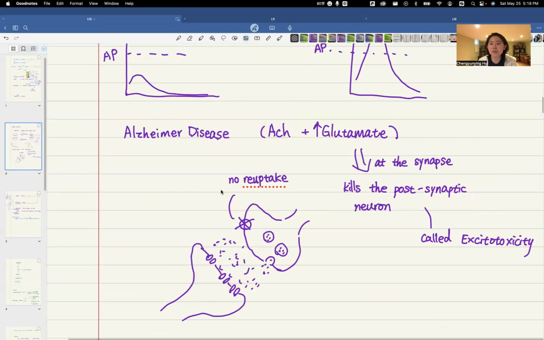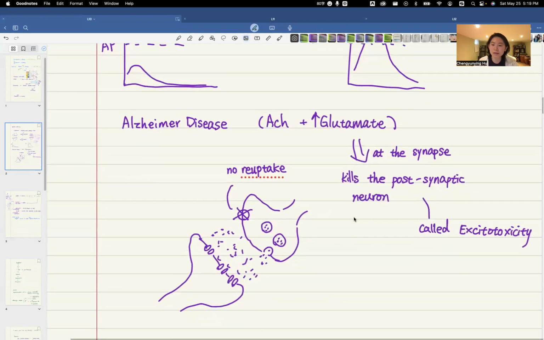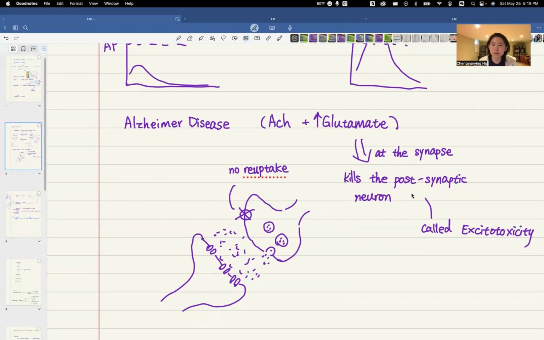Alzheimer's is related with glutamate. When we have too much glutamate at the synapse, that kills the postsynaptic neuron. How this happens is because there is no reuptake of glutamate in Alzheimer's disease patients. And this killing the postsynaptic neuron is called excitotoxicity.